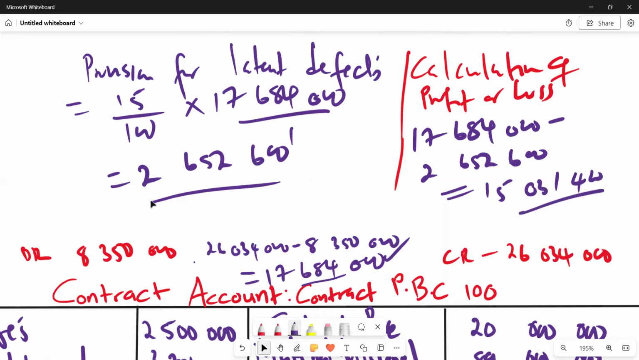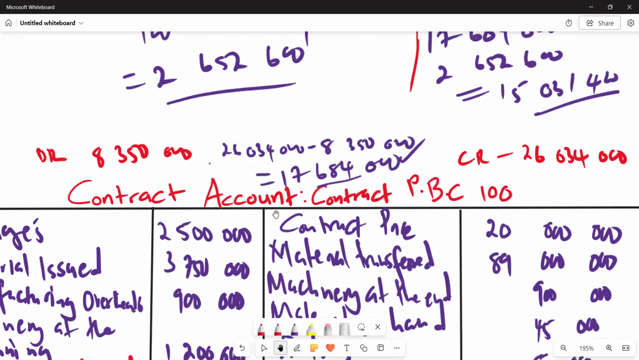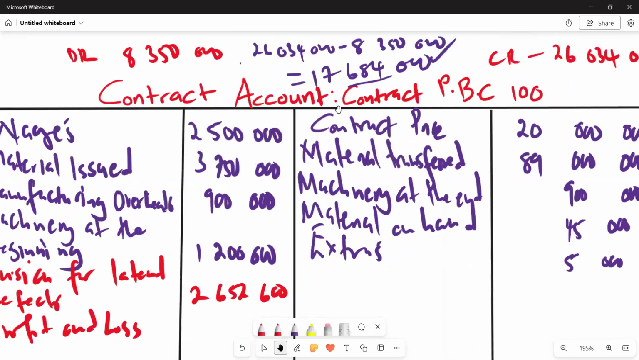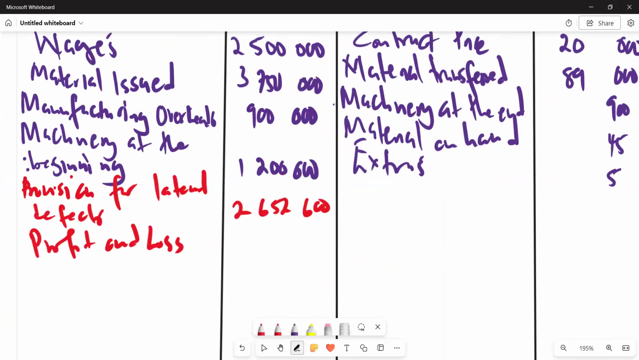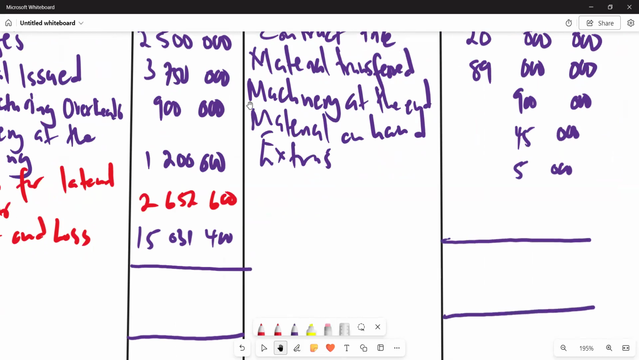So we are just going to put those two balances: provision for latent defects on the debit side, and then the profit and loss figure that is being transferred, again on the debit side. Remember, we are trying to balance this account. So here we are saying 15 million 31,400. So this is what we have, in such a way that when we are balancing this account, we now put our double lines. There's no need to stress there. We are supposed to have the same total. Remember, the greater total will come in between the lines, on both sides.